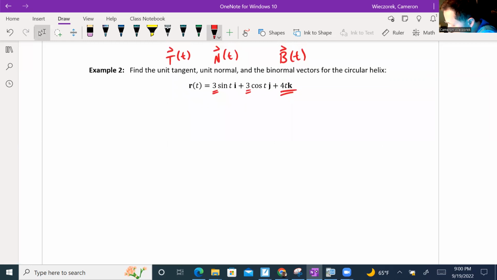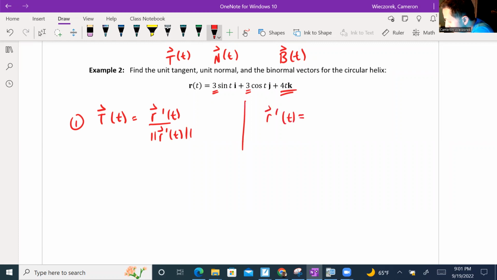To get the unit tangent, it helps to put down my goal. That'll tell me what pieces I need. This would be r prime of t over the magnitude of r prime of t. So I'm going to need r prime. So let's start with that. Off to the side, some scratch work. R prime would be taking the derivatives of my three components. The derivative of 3 sine would be 3 cosine t. The derivative of 3 cosine would be negative 3 sine t. And the derivative of 4t would be 4.